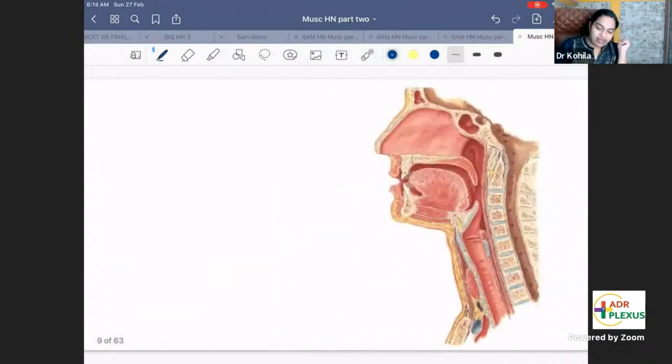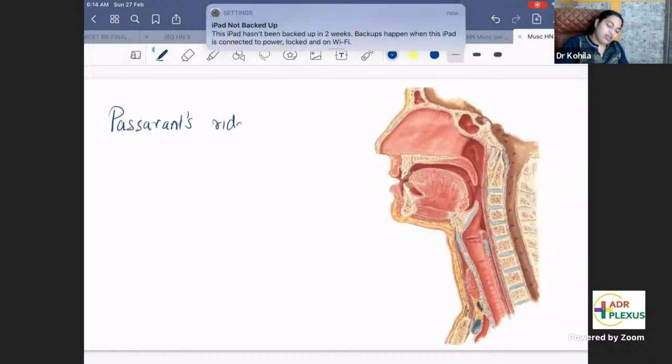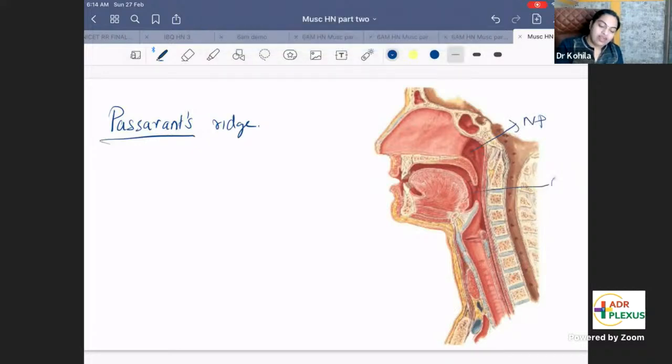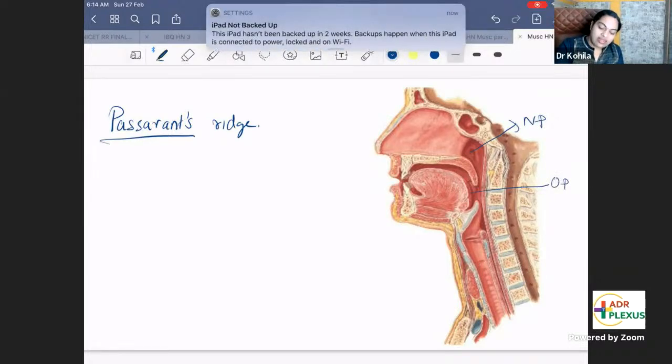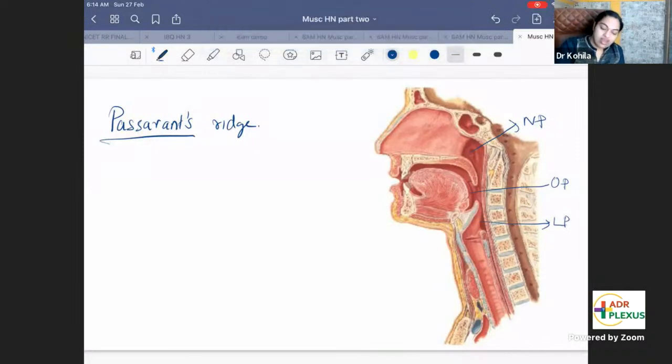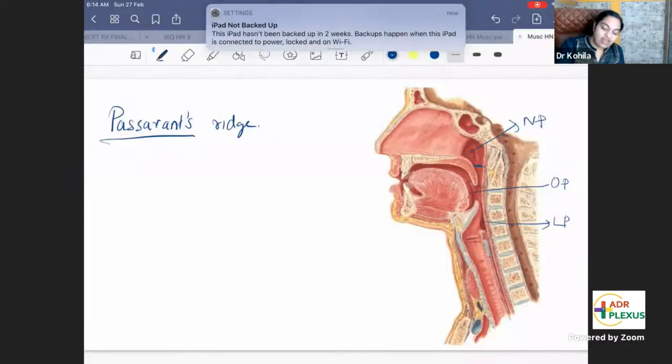I'll show you another diagram here. This palatopharyngeus is going to form Passavant's ridge. Where is Passavant's ridge located? Passavant is named after a German surgeon. So this is your nasal cavity. This is the nasopharynx, the oral cavity. Behind that will be the oropharynx. And this one here will be the laryngopharynx. So where is Passavant's ridge located? The communication between the nasopharynx and the oropharynx is called the pharyngeal isthmus.